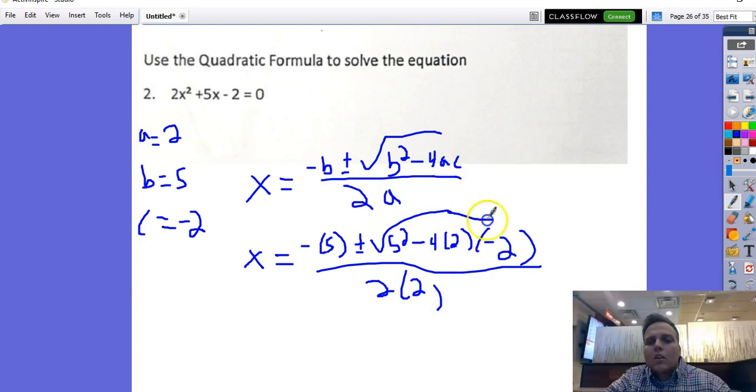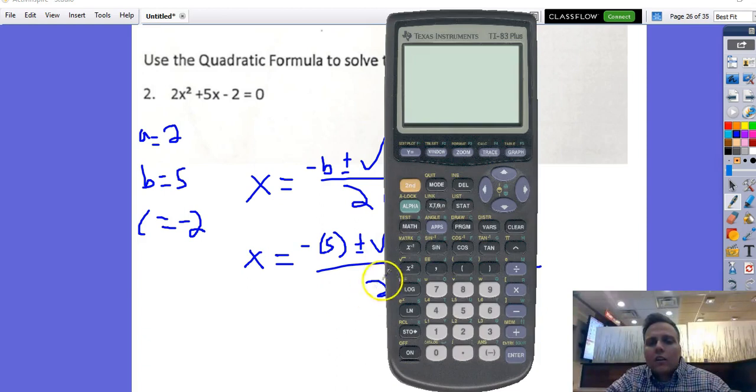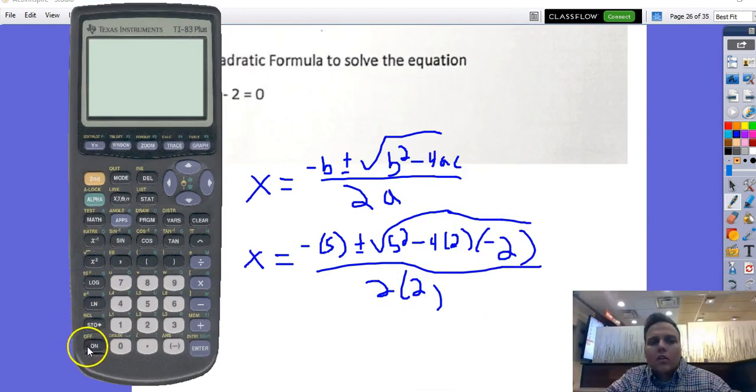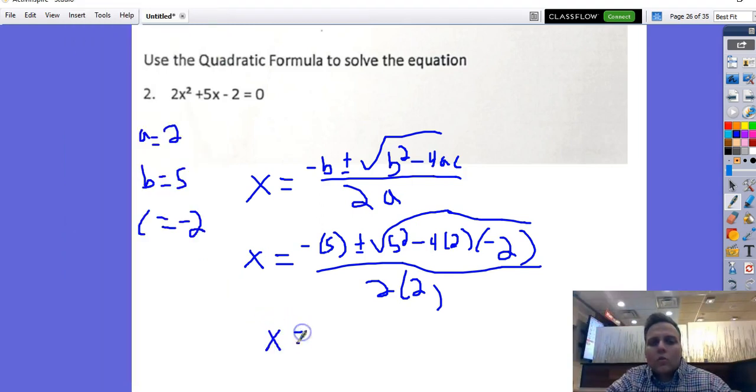So now the next thing you got to do is just figure out what's underneath the square root. You got to do that part first. So we're going to let the calculator do that for us. We're going to do 5 squared minus 4 times 2 times negative 2. And that is 41. So now we have x is equal to negative 5 plus or minus the square root of 41, all divided by 2 times 2, which I know is 4.